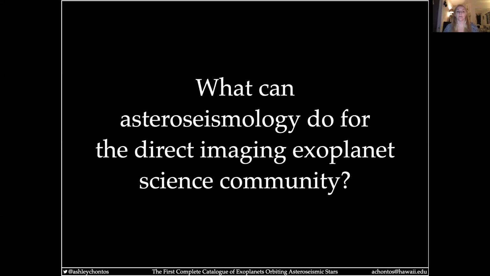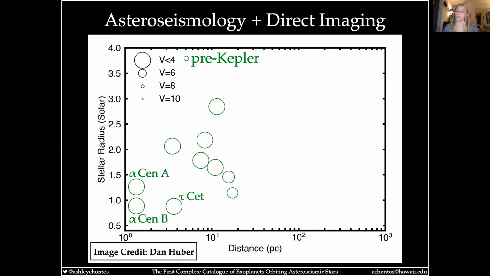Okay, so for the second main part of my talk, I'd like to discuss how asteroseismology can help the direct imaging community. And to do this, I'd like to start by showing the stellar take on a very well-known plot from the exoplanet community, which shows detections based on their distance and brightness. So we're taking a step back now and not only focusing on solar-like oscillations in planet hosts, but for all stars. So instead here on the y-axis is the star's size. Its distance is on the x-axis, and the points are weighted by their visual magnitude, which is shown in the legend for reference.